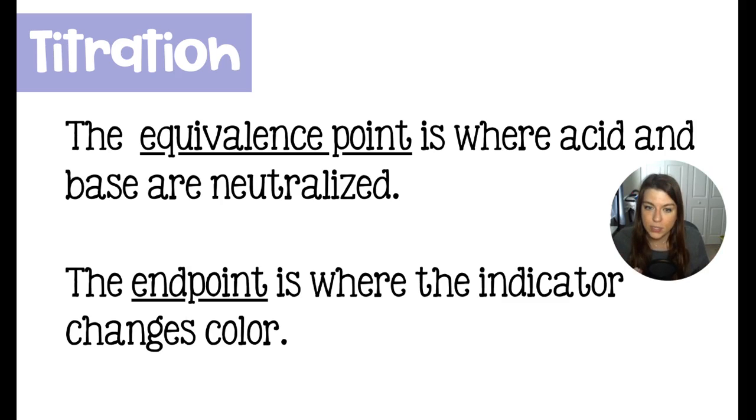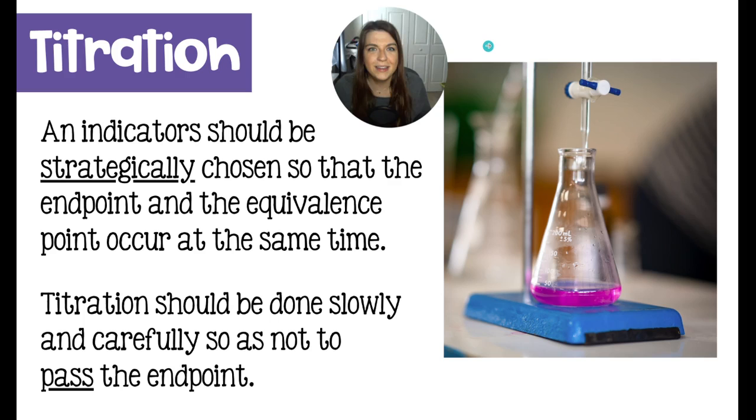The endpoint is where your indicator changes color. The idea is that you want your equivalence point and your endpoint to be the same. This way, you know that the acid and base are neutralized at the same time that the color change happens, because that's going to give you the most accurate data. Now, that means you have to strategically pick an indicator based on the equivalence point of your solutions.